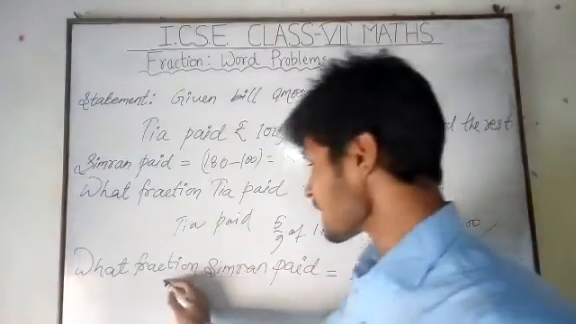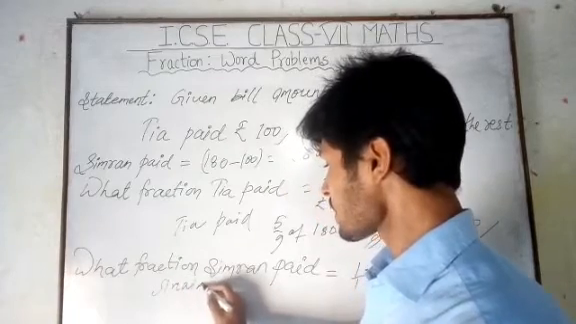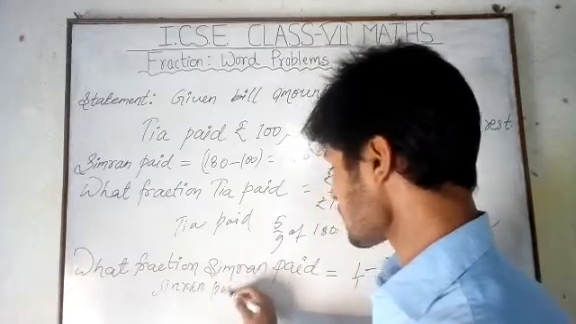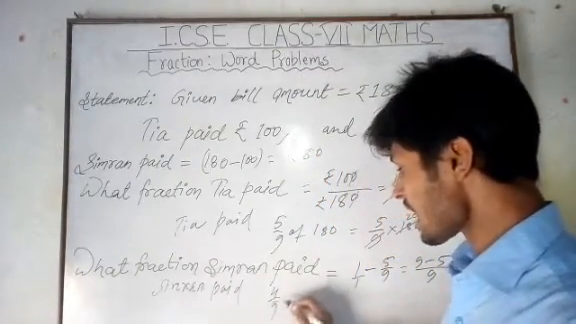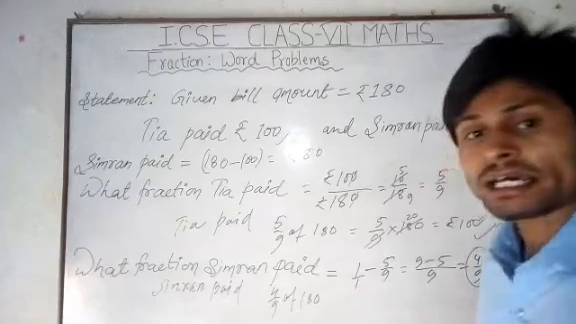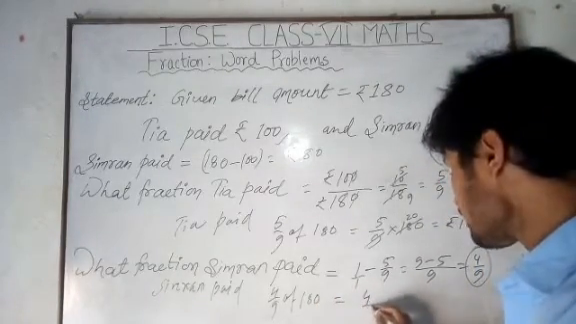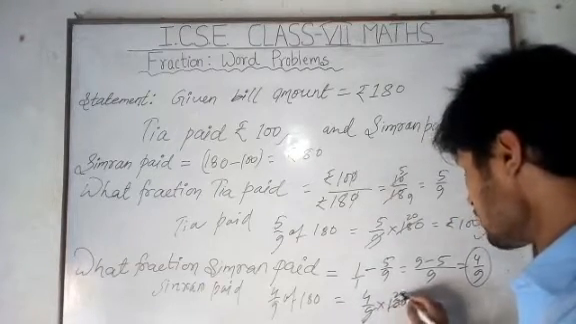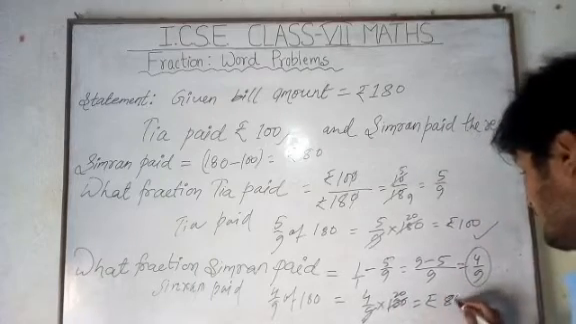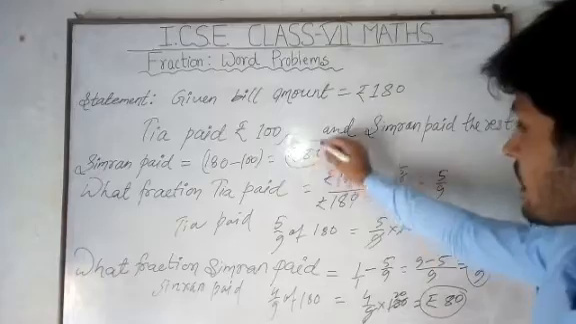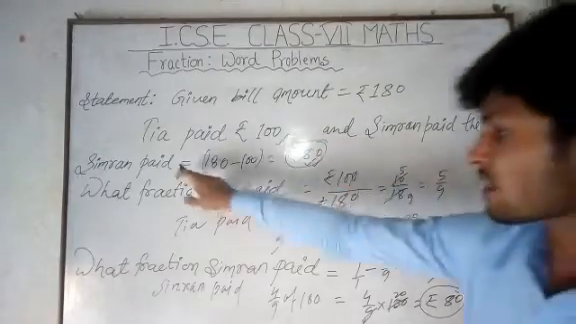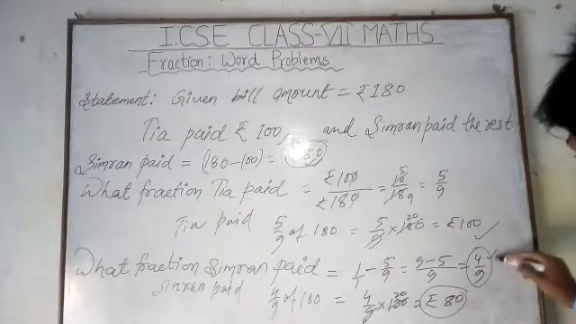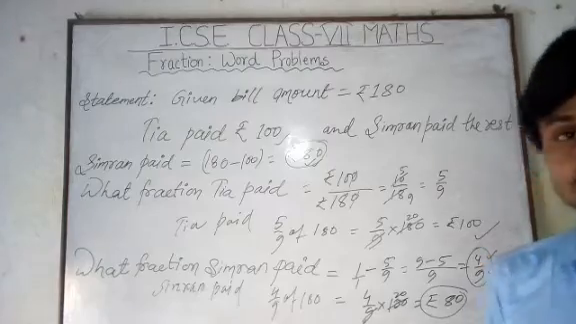So that means Simran actually paid 4 by 9 of rupees 180. So here you can easily calculate 4 by 9 into 180 is equal to rupees 80. That is what we have calculated earlier. The total is 180, and the fraction that represents the amount Simran paid is 4 by 9.